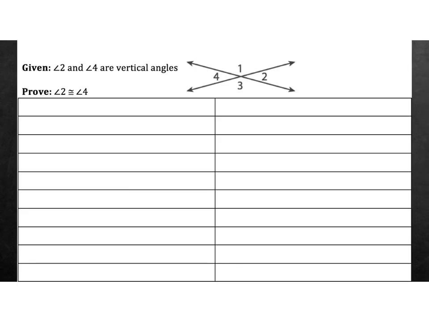All right, your goal now is, given angle 2 and angle 4 are vertical angles, I'll help you get started here. Angle 2 and angle 4 are vertical angles, and our reason is given. And what we want to prove is that angle 2 is congruent to angle 4. And then I'll let you fill in the rest, and we'll discuss this when you come into class.